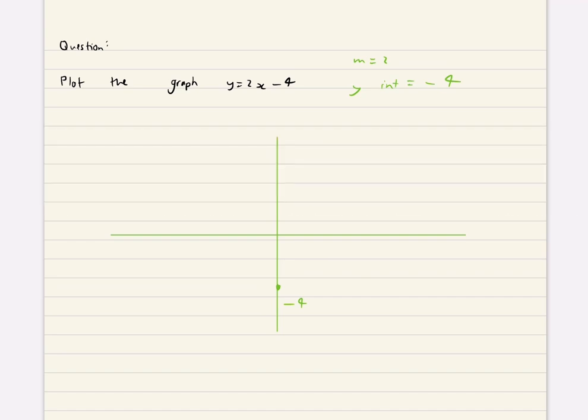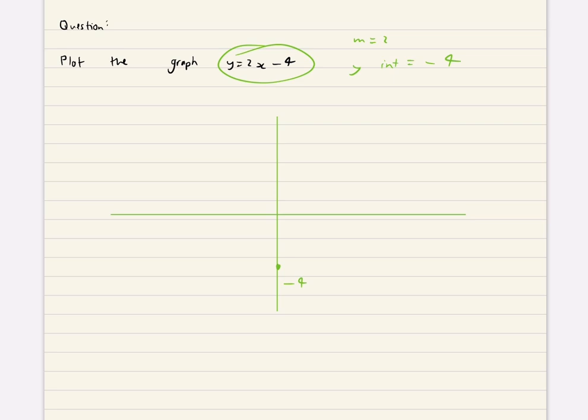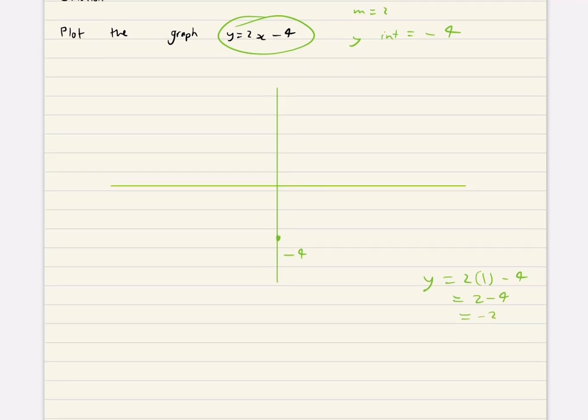So the way we can find another coordinate is simply by picking any x value we want, subbing it in, getting a corresponding y value, and that will generate a coordinate that we know lies on the line y equals 2x minus 4. So we already know what y is when x is 0, but what about when x is 1? Well, when x is 1, y is equal to 2 times 1 minus 4, which is equal to 2 minus 4, which is negative 2. So in that way, we've generated a point. We know that 1, negative 2 lies on that line.